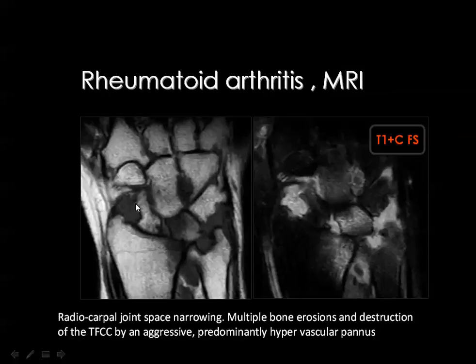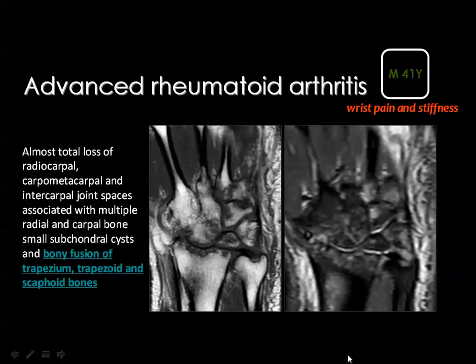also the lunate and the scaphoid. Then after injection of contrast, you can see the hypertrophied synovium, which is considerably enlarged and also extends into the distal radioulnar joint. And this is a case of advanced rheumatoid arthritis by MRI. You can see narrowing of the joint space, bone erosions of the radius and most of the carpal bones. Then if you inject contrast, you can see the synovial inflammatory changes.